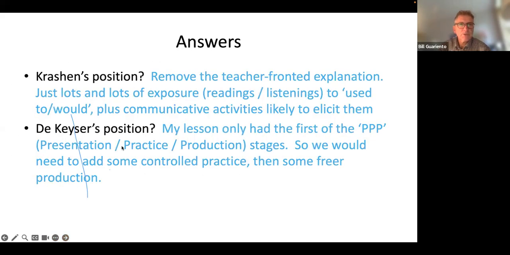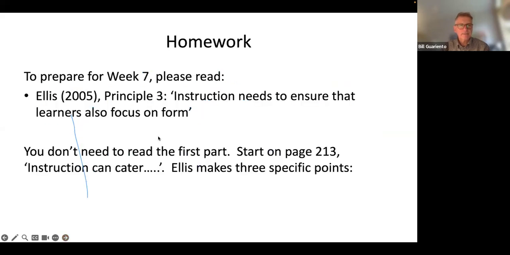All right, good. So just to summarize what we've just said, Krashen's position, we would remove the teacher-fronted explanation, just lots and lots of exposure, reading and listening to used to, would, maybe with some communicative activities likely to elicit the structures. And then DeKeyser's position, my lesson only had the first of the PPP, presentation, practice, production. All I did was the presentation, okay? I didn't do the practice and the production stages, okay? So we'd need to add some controlled practice and some freer production. Well done.